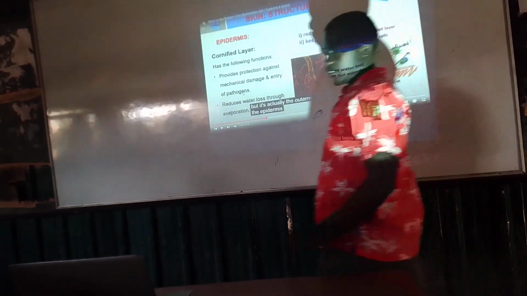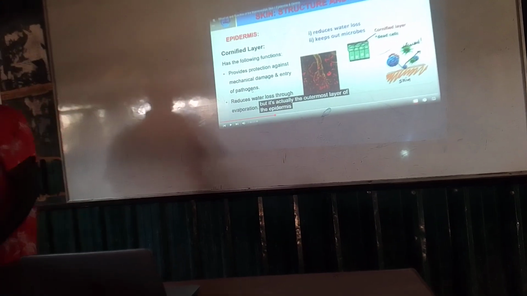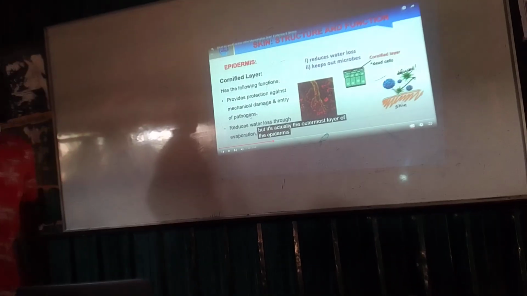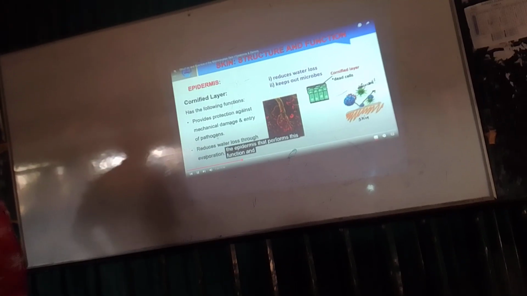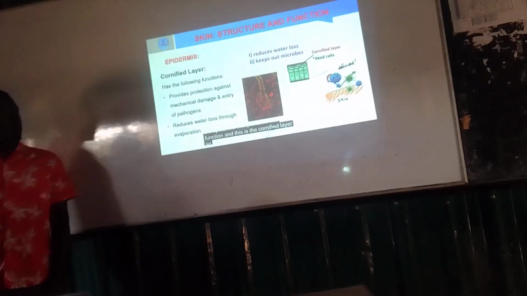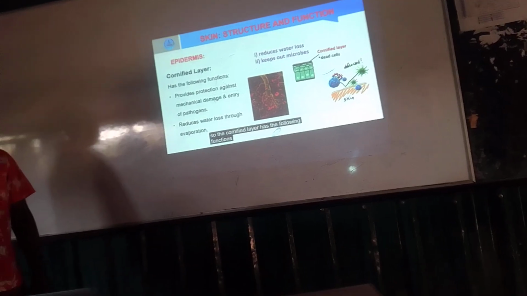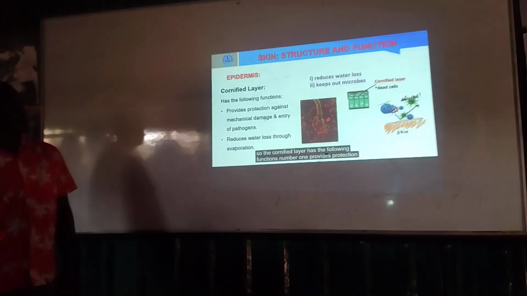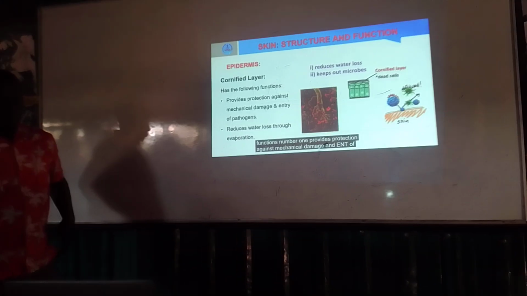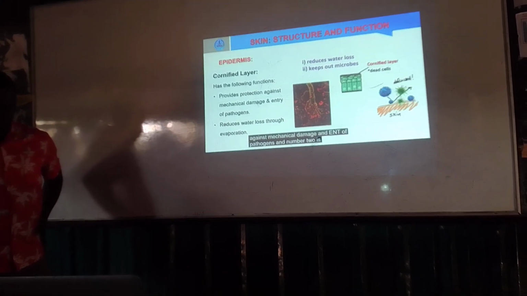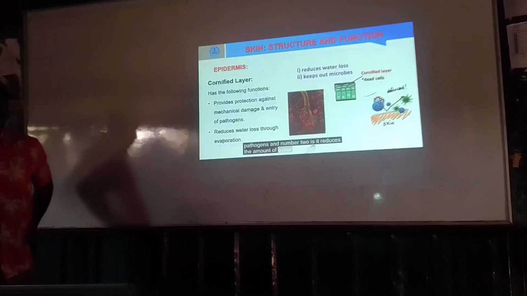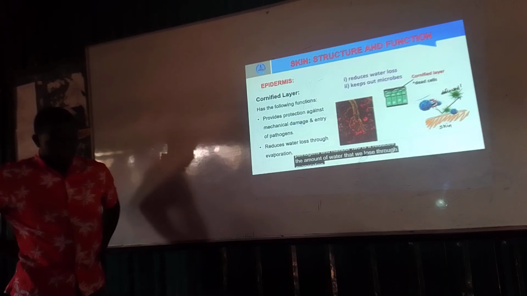So if there's something you have, that performs this function, this is the conified layer. The conified layer has the following functions. Number one, it provides protection against mechanical damage and entry of pathogens. And number two, it reduces the amount of water that we lose through evaporation.